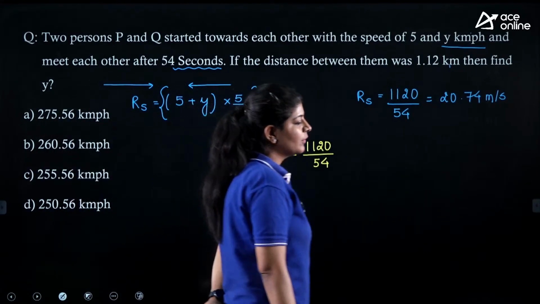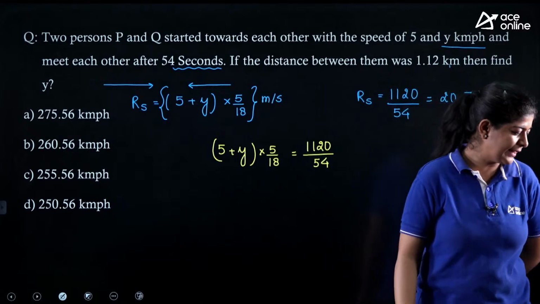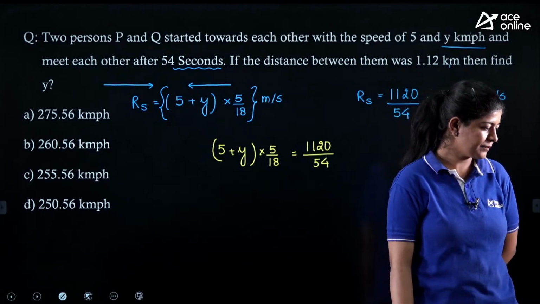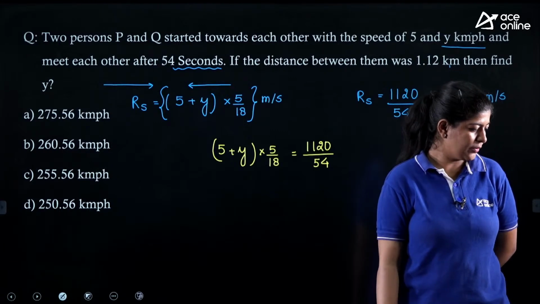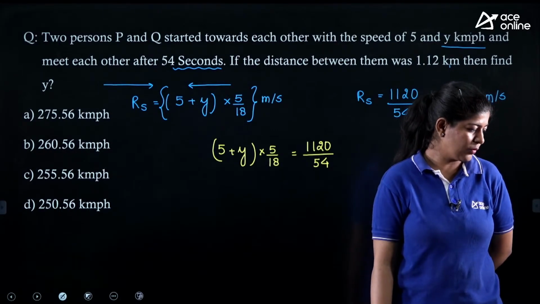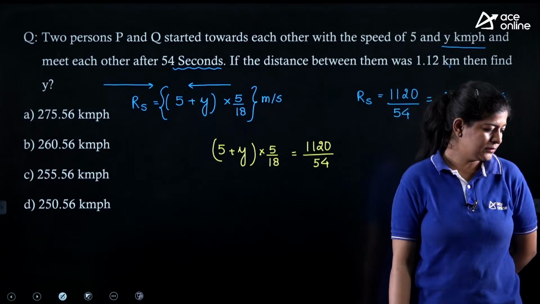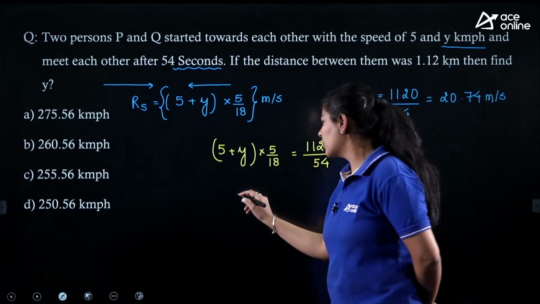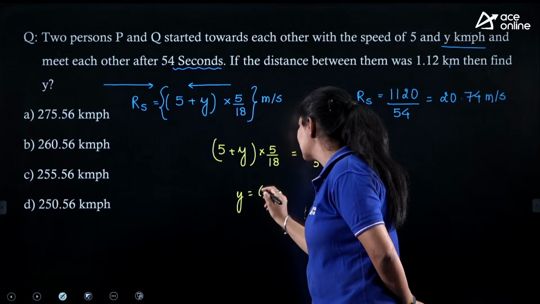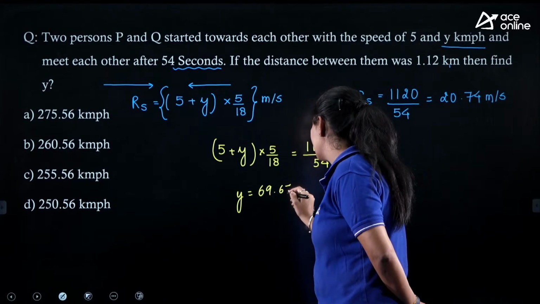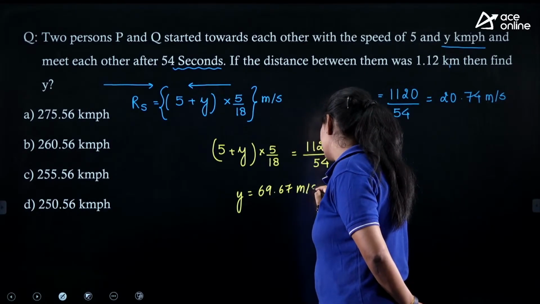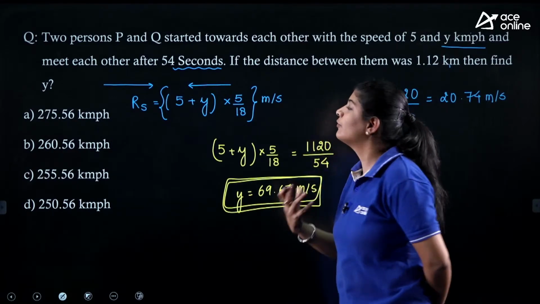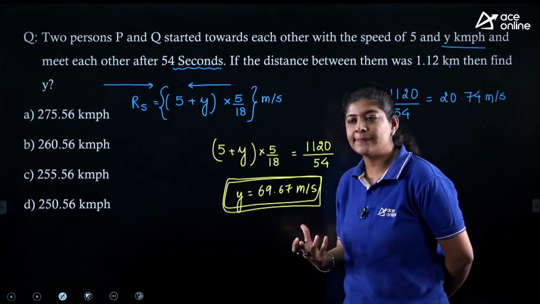So any one of you in the comment section, what value are we getting as y? What is the value of y that we got over here? Okay, if you solve this, you will get a value of y as 69.67 meters per second. This is the value of y, but we need to find the answer in kilometers per hour, right?